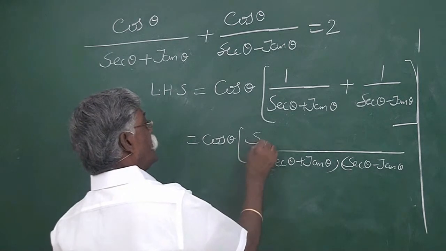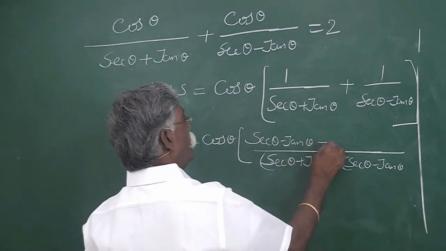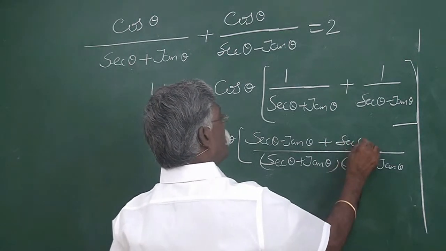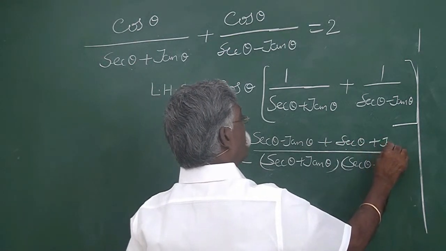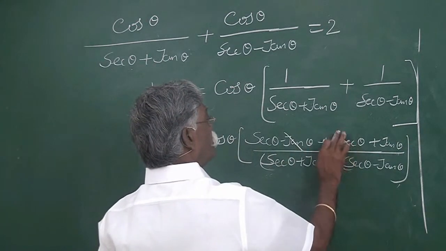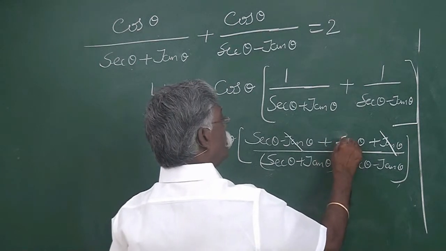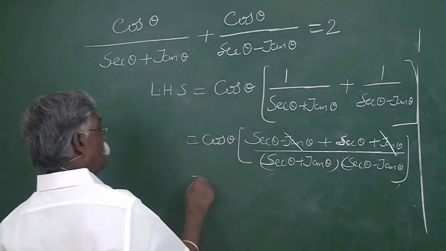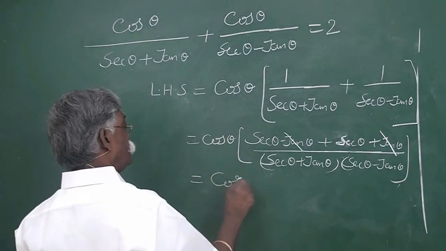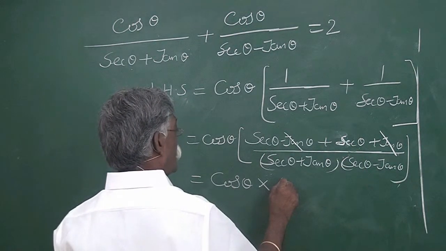Now in the numerator, here we will get secant theta minus tan theta, and here we will get secant theta plus tan theta. So tan theta and tan theta get cancelled. This is cos theta. Here it is secant plus secant, which is 2 secant theta.